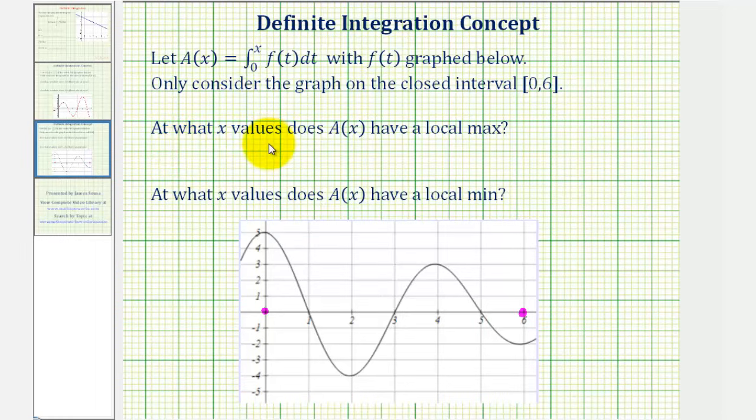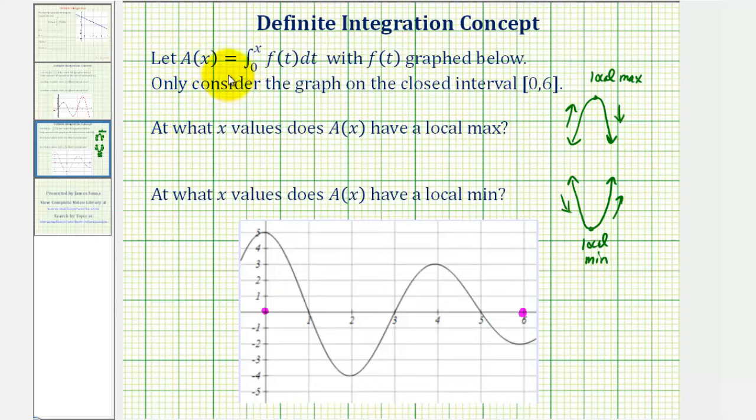We're asked to find at what x values A of x has a local maximum, and at what x values A of x has a local minimum. So to review, if a function changes from increasing to decreasing, we have a local max. And when a function changes from decreasing to increasing, we have a local min.